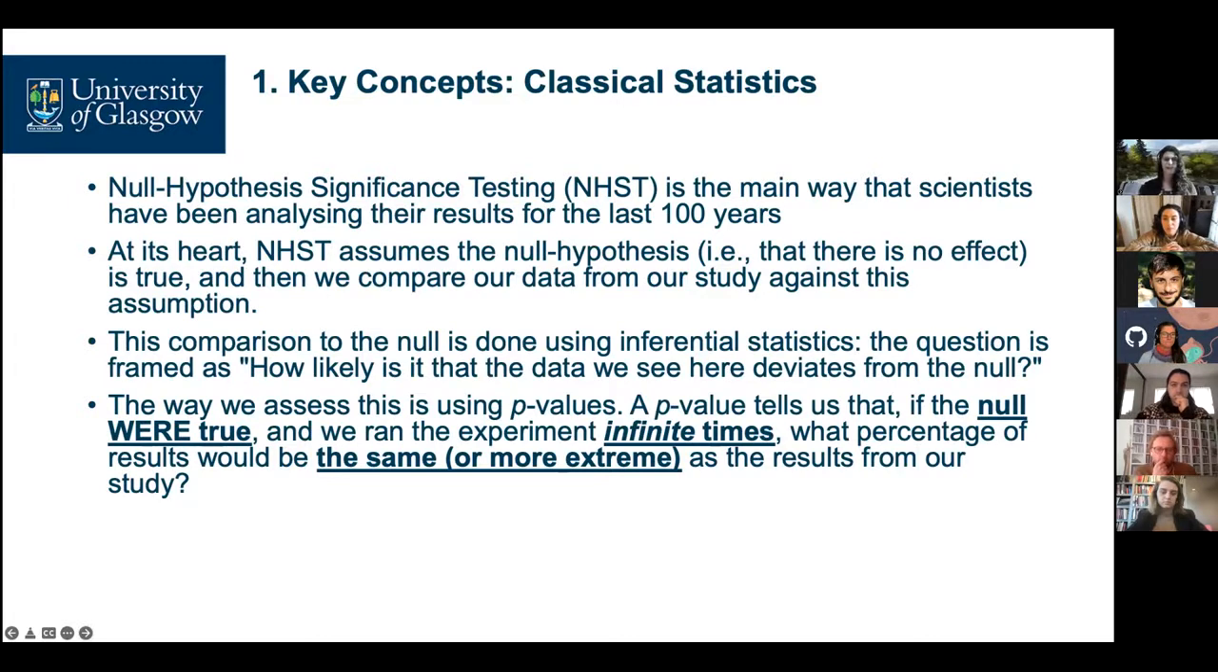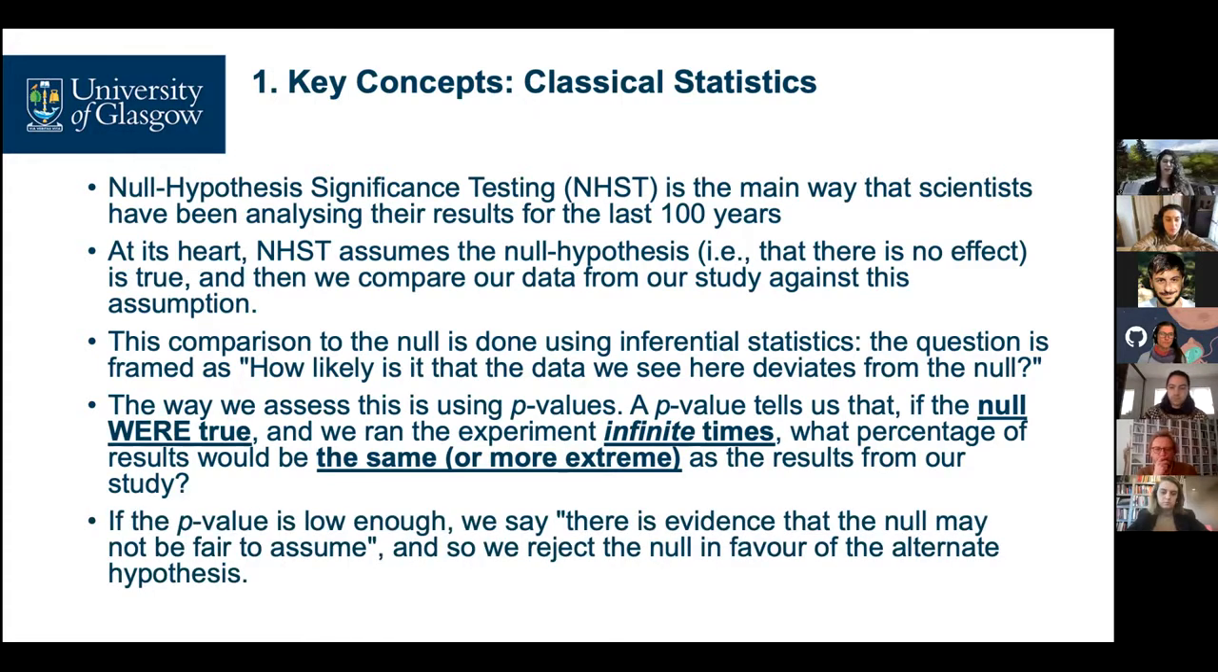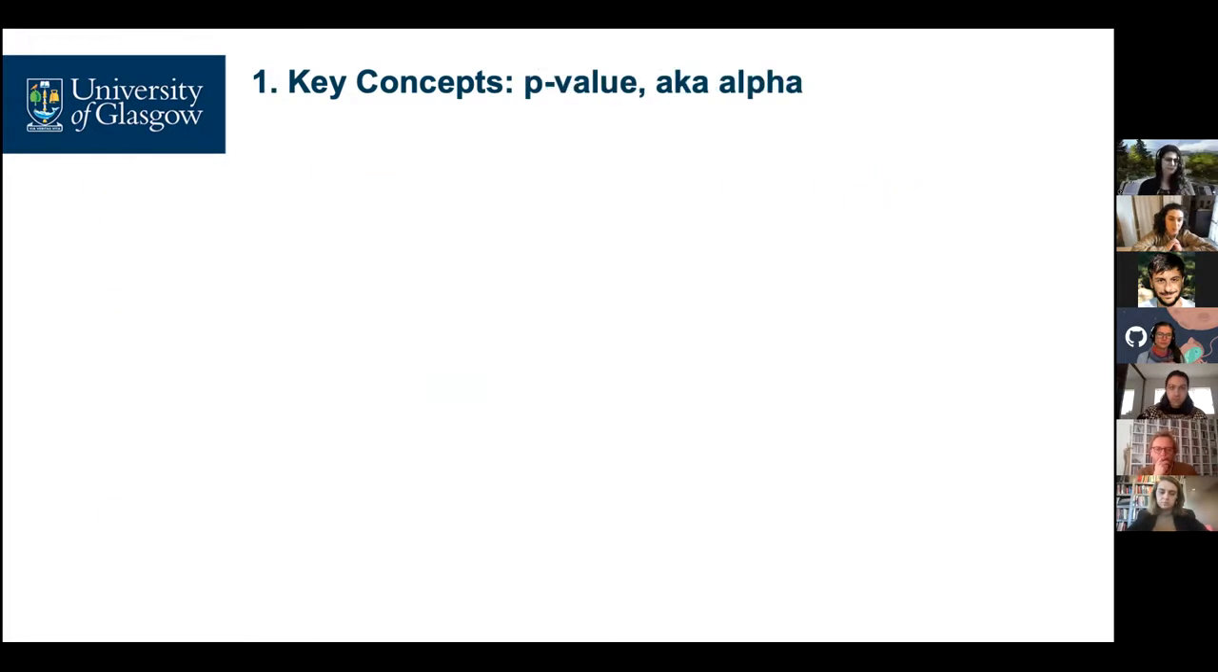So the p-value tells us that if the null were true, so if our assumption was correct, and we ran the experiment an infinite number of times, what percentage of the results would be the same or more extreme as the results that we see in our current study? And if the p-value is low enough, we have accepted as a psychological community, or if you're not in psychology, as a science community, that there is enough evidence to say that the null may not be fair to continue to assume. And so we reject the null in favor of an alternative hypothesis.